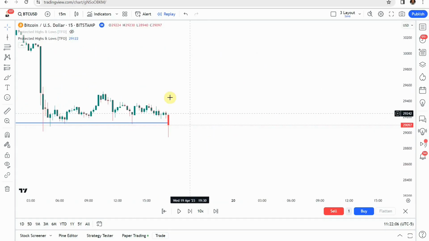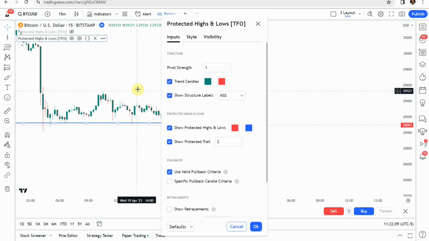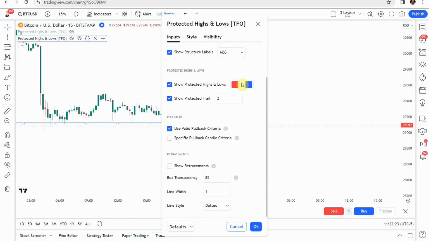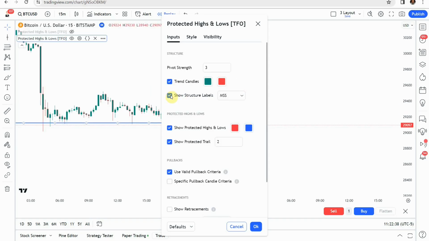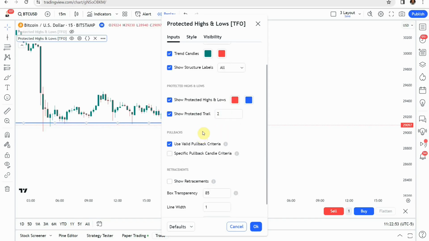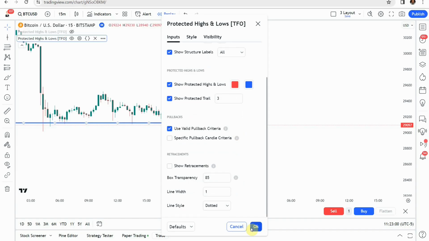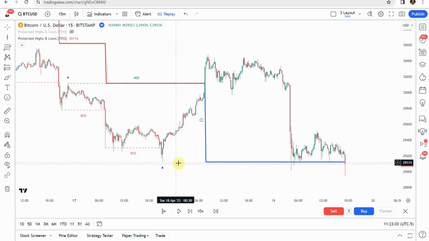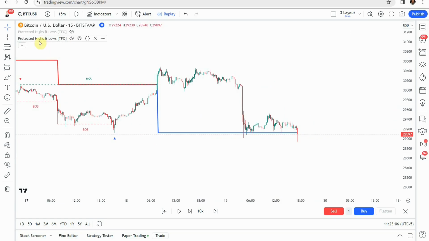And so the indicator itself, we will go into the settings and make a few changes here. Under the pivot strength right here, you will change that from 1 to 3. On the show structure labels, you will make sure that this is checked and you will change this to all. And on the show protected trail, you will make sure this is checked and you will change this one to 3. And click OK. And that will give you, as you see on screen here.